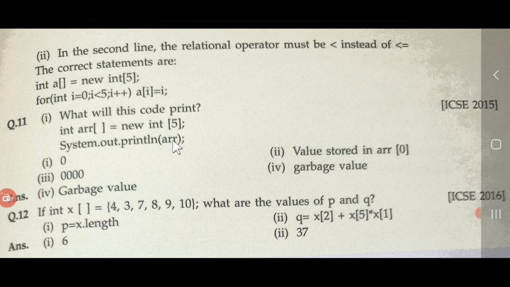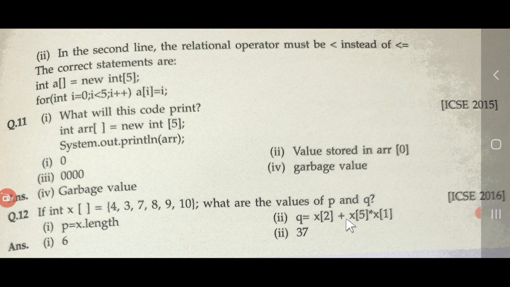After that, there is int x square bracket equal to 4, 3, 7, 8, 9, 10. What are the values of p and q? So here p equals x dot length. So the length of the array: 1, 2, what is the value of p? X dot length. So 1, 2, 3, 4, 5, 6. 6 will be the length of the array.